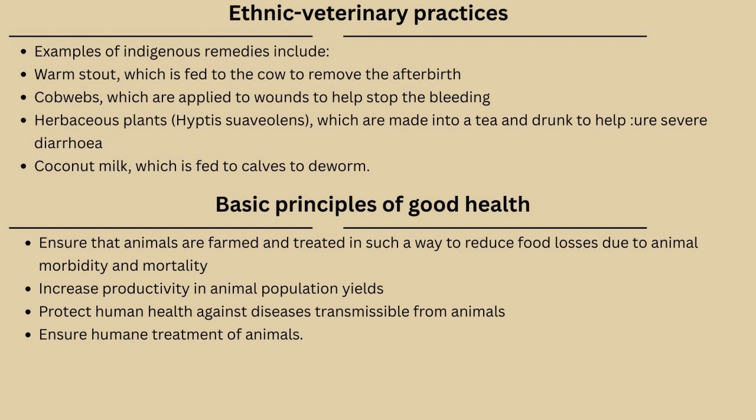Basic principles of good health. Ensure that animals are farmed and treated in such a way as to reduce food losses due to animal morbidity and mortality. Increase productivity in animal population yields. Protect human health against diseases transmissible from animals. Ensure humane treatment of animals.